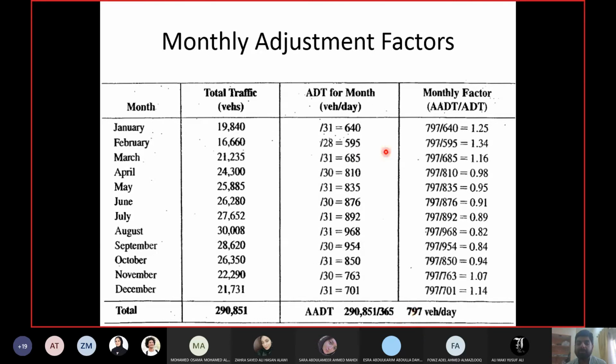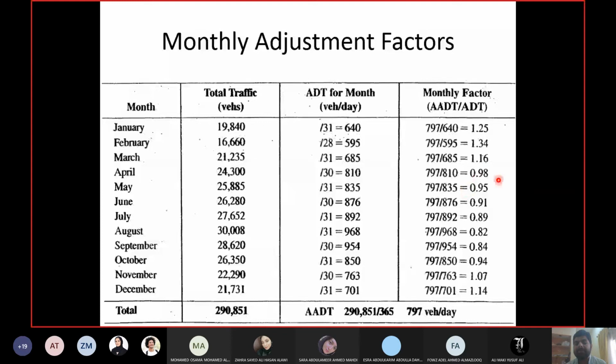Okay, so 797, which is the AADT, divided by 640, which is the ADT for January, gives 1.25, the adjustment factor for January. Then 797 divided by 595, which is the ADT for February, gives the adjustment factor for February, and so on. Again, you have the same relationship.